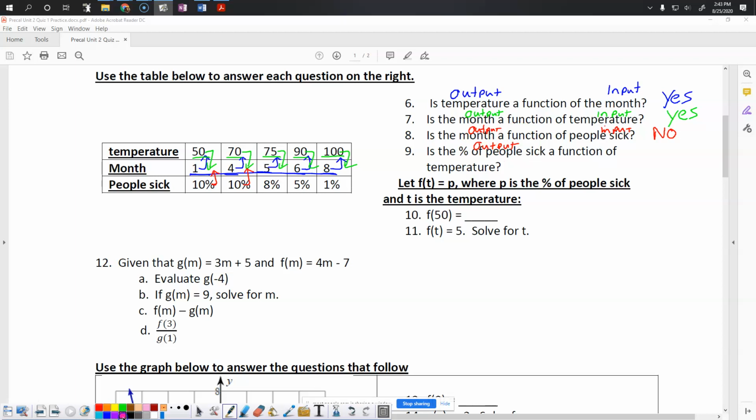Number 9, is the number of people that are sick a function of temperature? Well, we already established that temperature can be an input, so it can be an input here as well. So this is yes. The only thing up here that can't serve as an input is the sick people, because that's the one with repeats. All right, let's take a look at number 10 and 11.